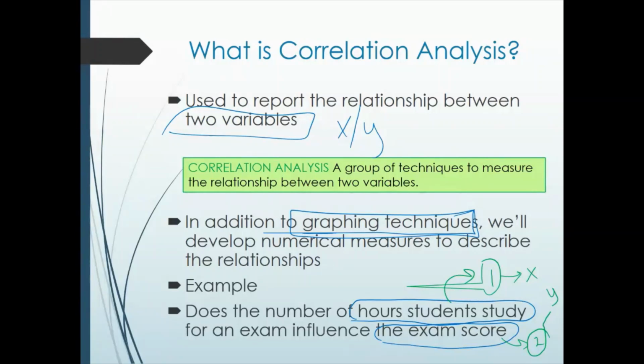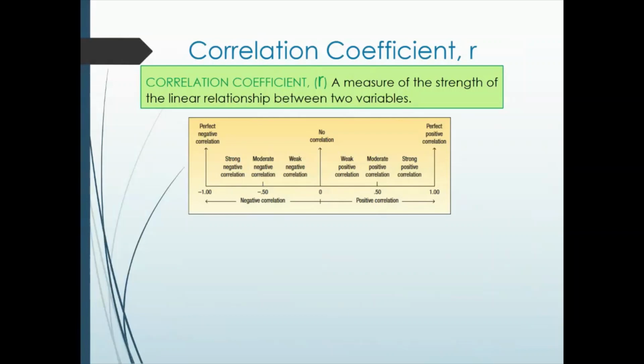So you have the correlation analysis that will give us the correlation between X and Y, and then you also have the scatter diagram in which you can visually see the relationship between X and Y. In this correlation analysis, we get two different numbers. One is the correlation coefficient, represented by the letter R. It is a measure of the strength of the linear relationship between two variables. Which two variables? X and Y.